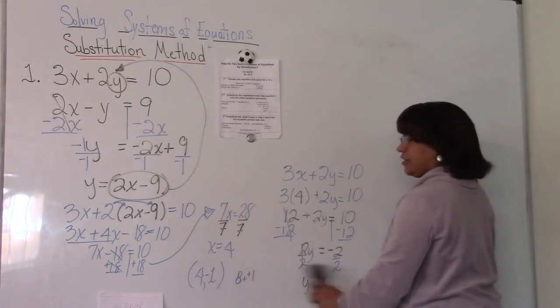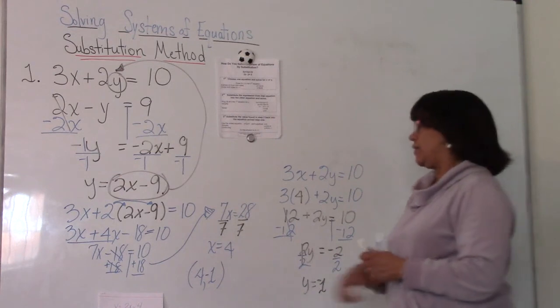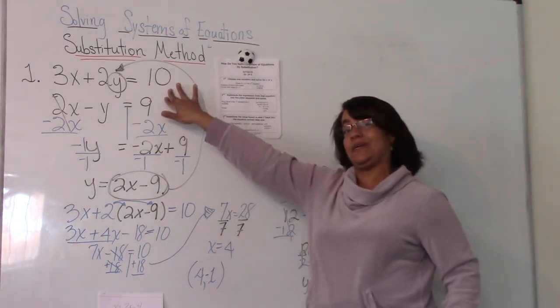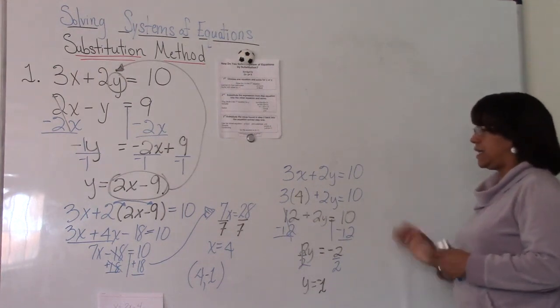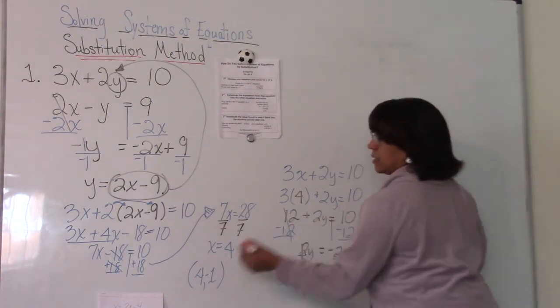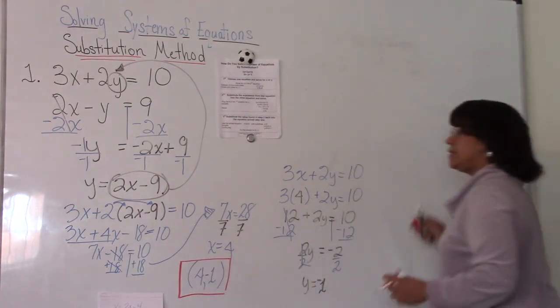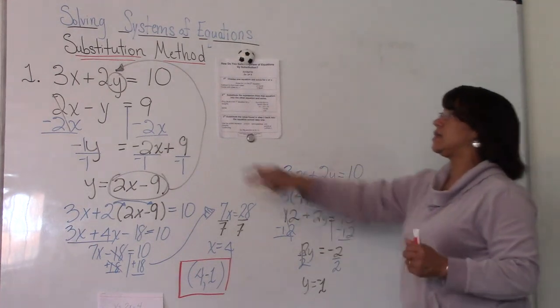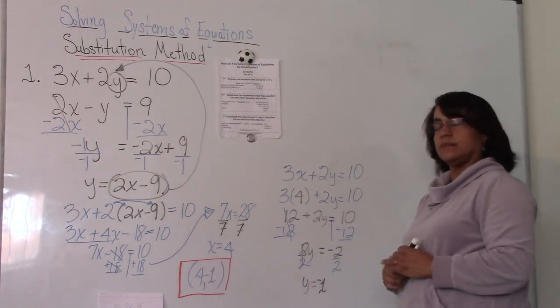So that's how you check yourself, and that's how you determine if you have an ordered pair that's a solution to a system. Okay, so let me go ahead and let you get this all in and digest it. The final answer here is 4, negative 1, which means that is where those two lines will cross when you graph them.